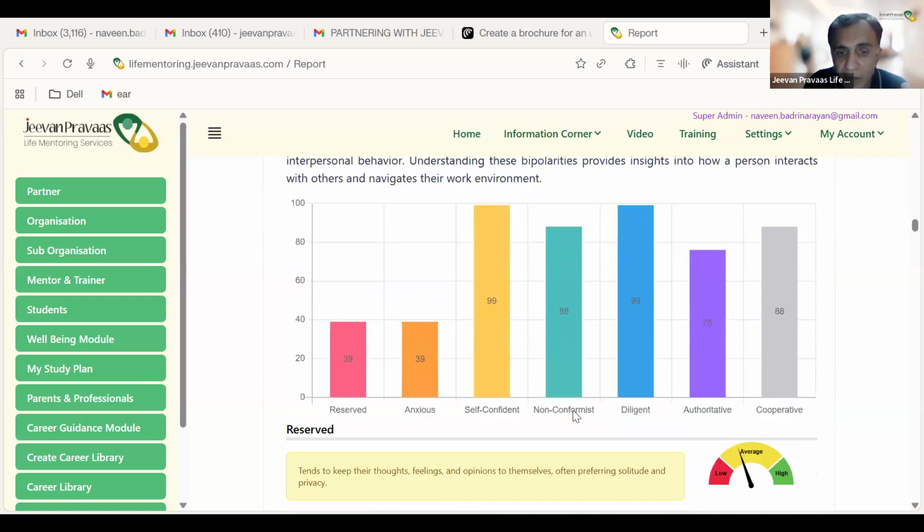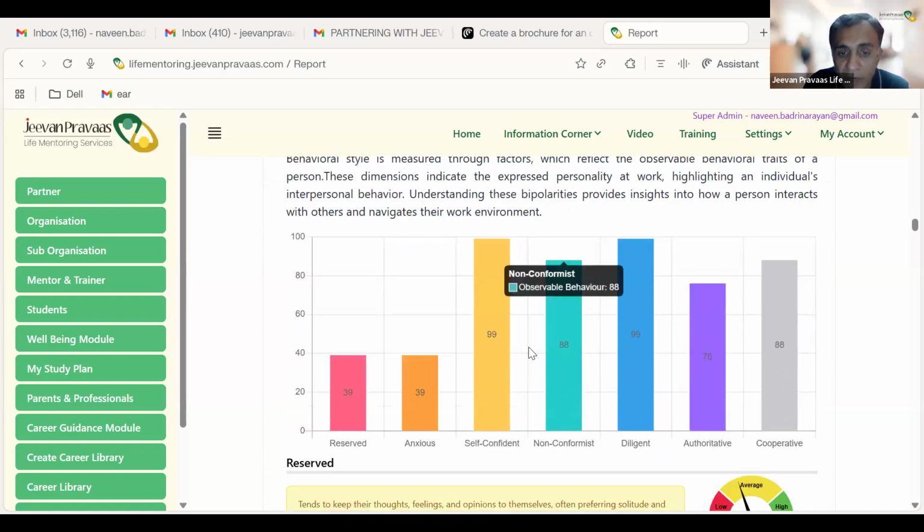And then the behavior part. Self-confidence is very high. Your ability to face audiences and put your point across comes across very strongly. You have both diligence and non-conformance. That means you're very diligent, very sincere, and you follow all the rules. But when required, you'll also not conform. Both these bipolarities are strong. And authoritative is moderate. It means you're not that aggressive or a shouting kind of person, but yes, you're good at taking charge and you can lead.